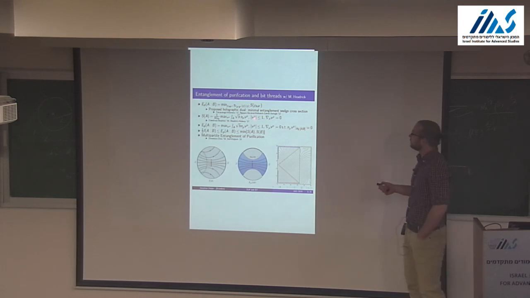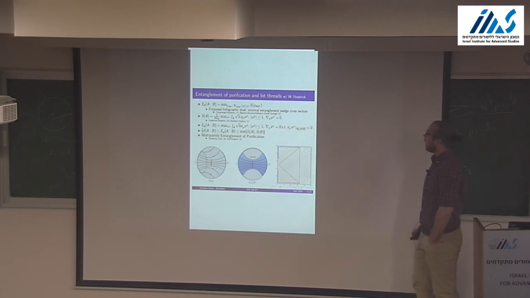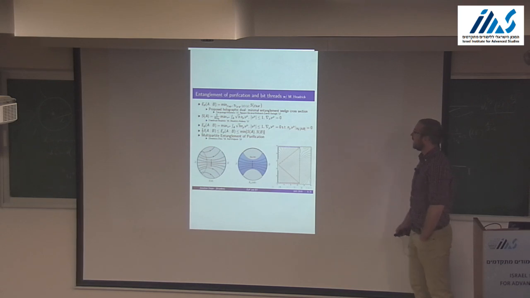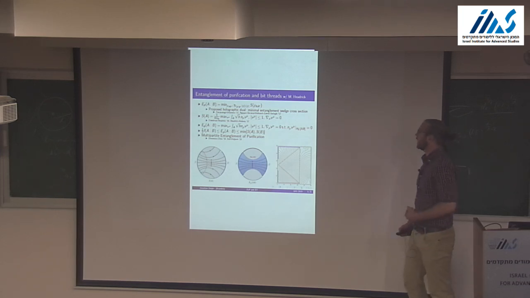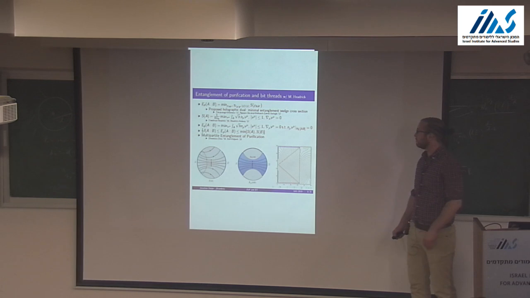Entanglement of purification is a well-defined entanglement measure, even for mixed states. It's found by taking a state and purifying it, and then minimizing the entanglement entropy over all possible purifications. In the past two years, there's been a proposal for a holographic dual, which is found by first calculating the entanglement wedge and then finding the minimum entanglement wedge cross-section.